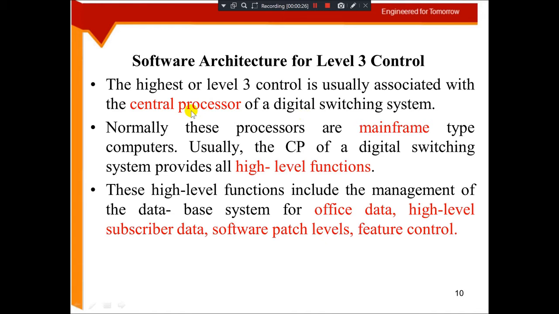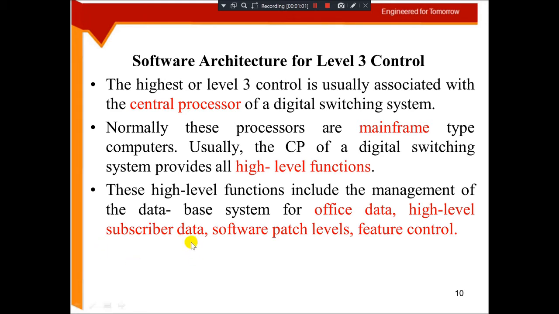So we know what is the role of central processor. It's the main heart of any computer. So here in digital switching system software architecture also, central processor is a main part. Normally these processors are mainframes, which are types of computers, which provide high level functions. These high level functions include the management of database, that is office data, high level subscriber data, then software patch levels, feature controls. Subscriber data means it may be a name, the number, address, etc., or call details in and out like that.